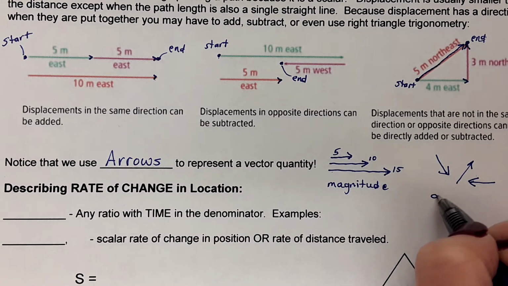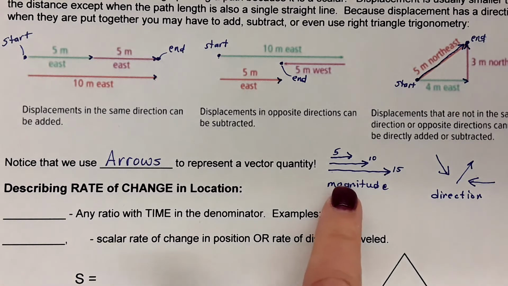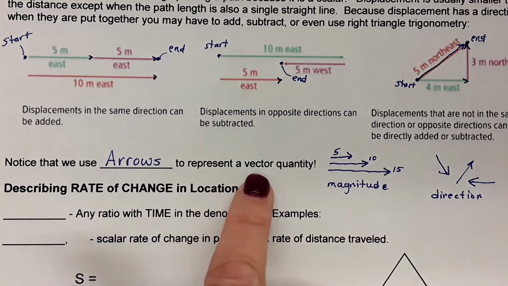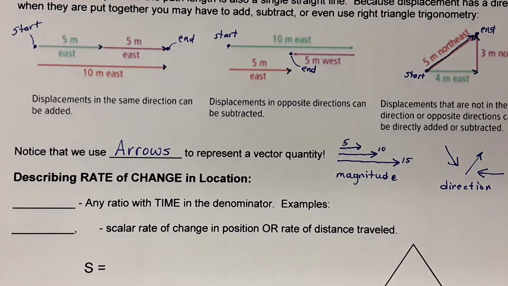So wherever you point the arrow, it should be the direction of that particular vector. So arrows, because they can show magnitude and direction, are excellent ways of representing a vector quantity in a diagram, like displacements. Okay? Now, so we've looked at position, the location of an object. We've looked at distance and displacement. Both are changes in position.